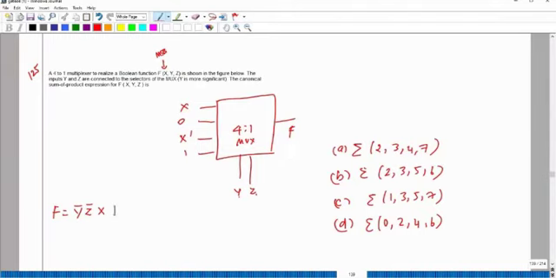When this is 0, 1. 0, 1 means x, y bar, z. Y bar is at 0 will flow to the output. Okay. Next, y is at bar. X bar will flow to the output. Next, y is at 1 will flow to the output.